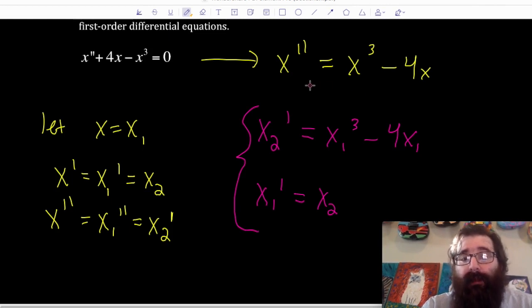Something worth noting is that whatever the order of the differential equation is, that's how many of these statements we should wind up with in our finished answer. So this would be a corresponding system of first order differential equations that can represent this system. A good question might be, why do we care about this?